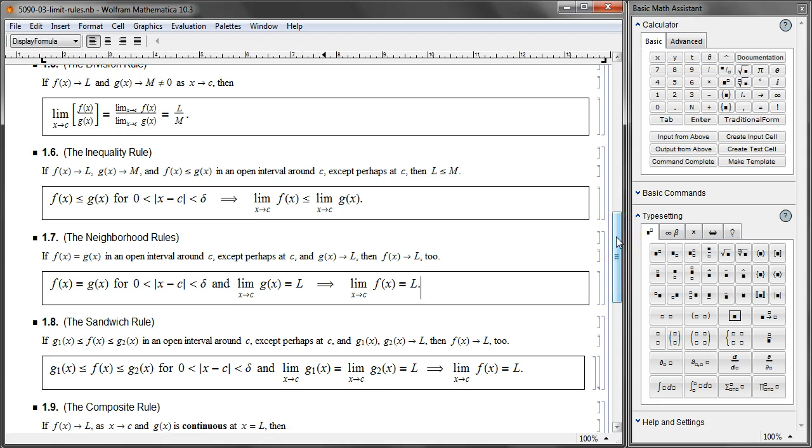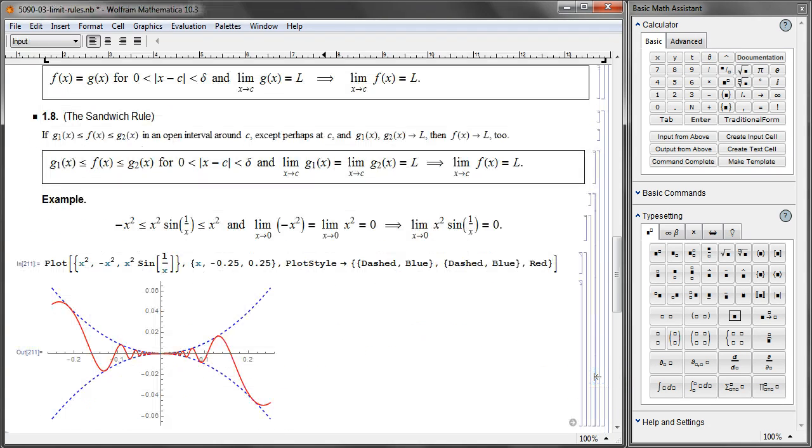Number 8, the sandwich rule. If you have these three functions, g1 of x, g2 of x, and f of x, where f of x is captured in between in a certain open interval around c, and g1 of x and g2 of x both converge to the same limit, then f of x is squeezed by those two and must converge to the same limit too.